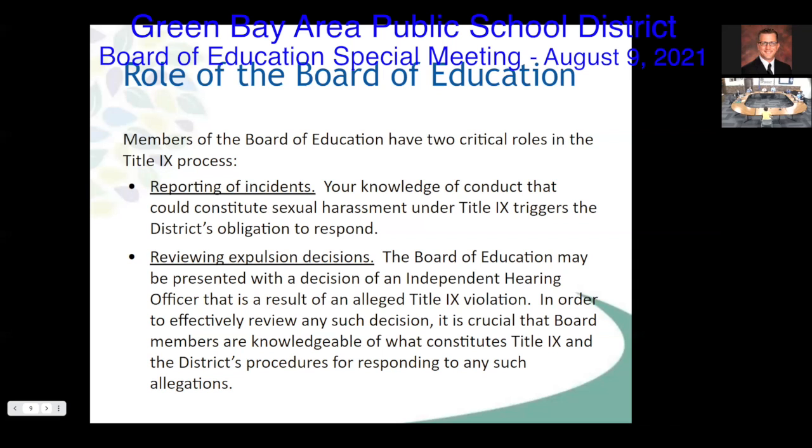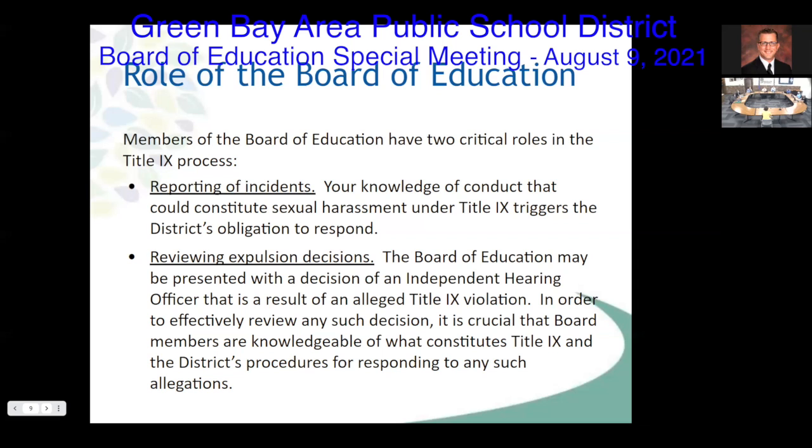Because only the board can order expulsion, this recommendation would trigger the need for an expulsion hearing before our independent hearing officer. And then in order for you to effectively review any recommendation of an independent hearing officer that involved a Title IX matter, it's crucial that you as board members are knowledgeable of what constitutes Title IX and the district's procedures in how we respond to Title IX.